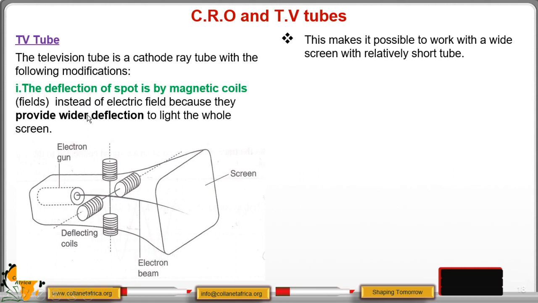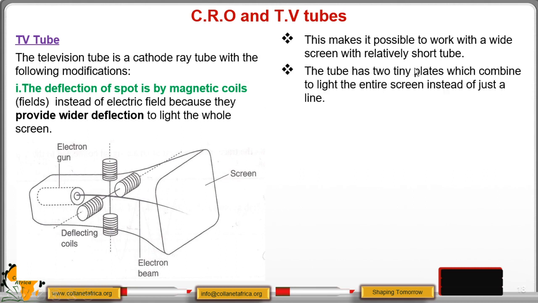Then the tube has two tiny plates which combine to light the entire screen instead of just a line. Those tiny plates combine so that it can light the entire screen. Remember, in our CRO, we are just seeing a point or a bright spot. But in here, on our TV tube, it is lighting the whole screen. And this is made possible because we have these tiny plates.